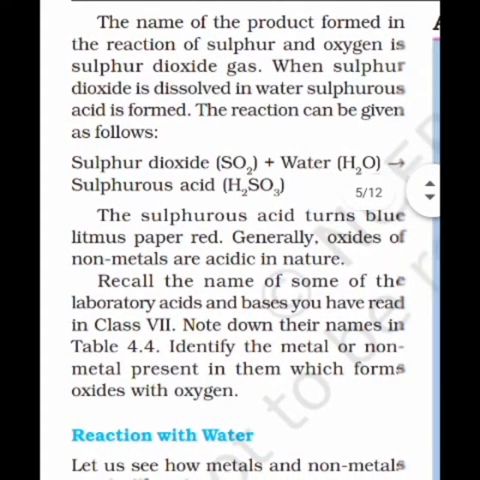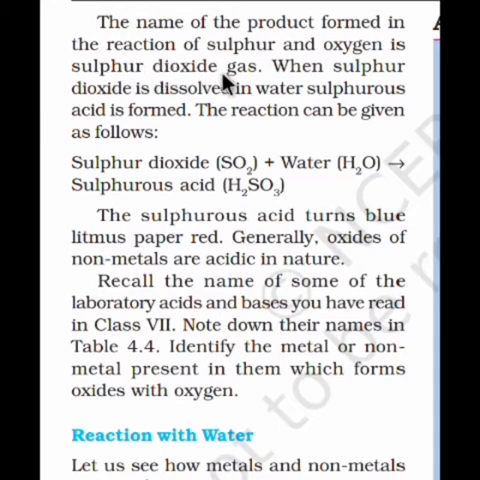The product formed in the reaction of sulfur and oxygen is sulfur dioxide gas. What we did was burn this sulfur powder in the presence of air. It means indirectly that it is in the presence of oxygen. So with the reaction of oxygen with the sulfur powder, our new product formed is sulfur dioxide gas.